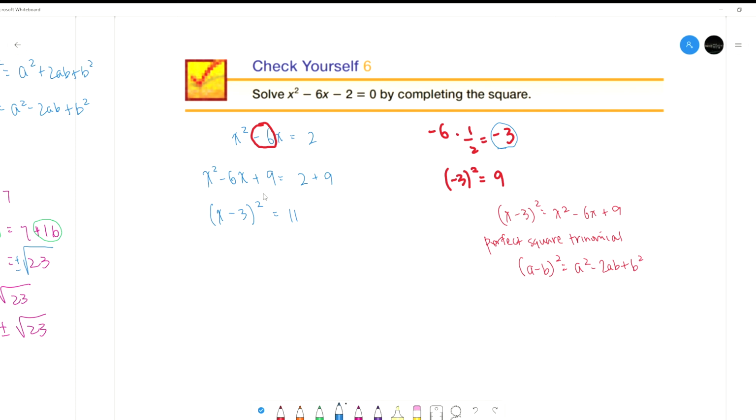Okay, so now that we have this factored, we can square root both sides with the plus or minus. So x minus 3 is equal to plus or minus radical 11. Then lastly, we add 3 to both sides, and we have our two solutions. 3 plus or minus radical 11. How was that?